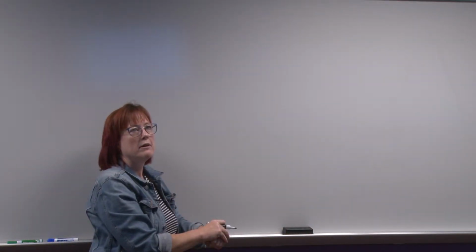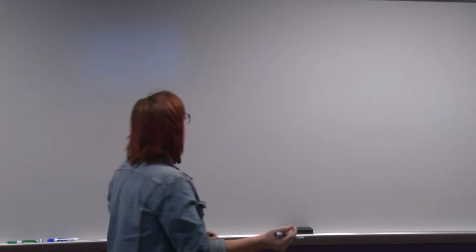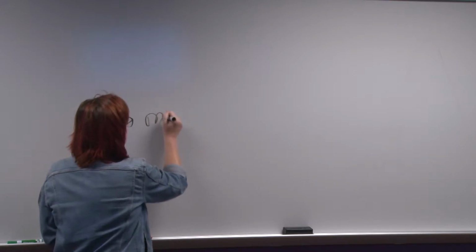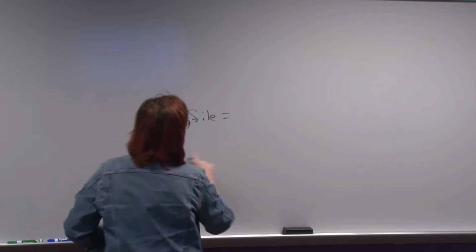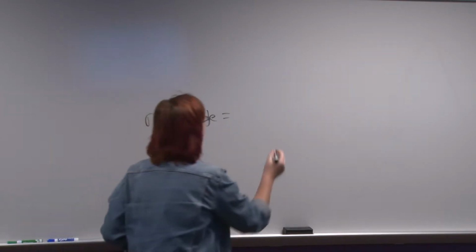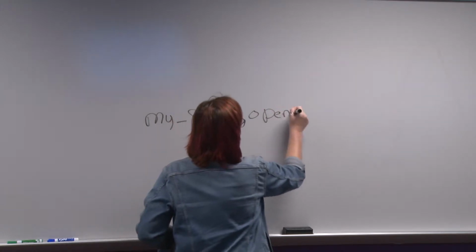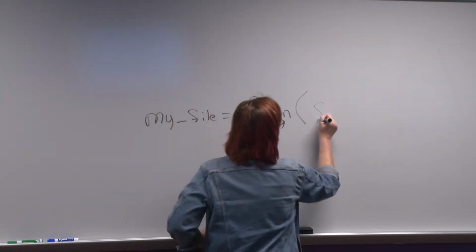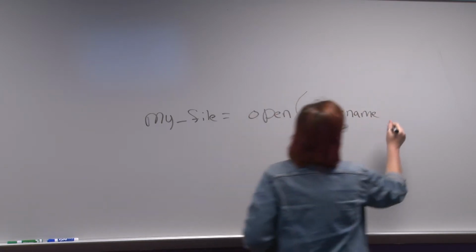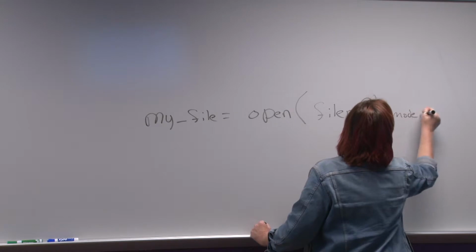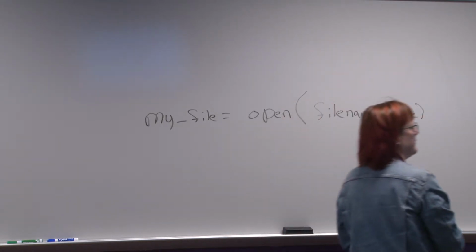Next one. So when we're opening a file, it's going to create a file object and associate it with the file. So we're going to create a variable. So we're going to have my file equals. So you can tell here that we're assigning it to something. And then we will do open and the file name and the mode. So let's talk about these options here for a second.